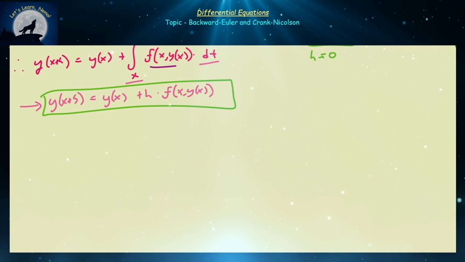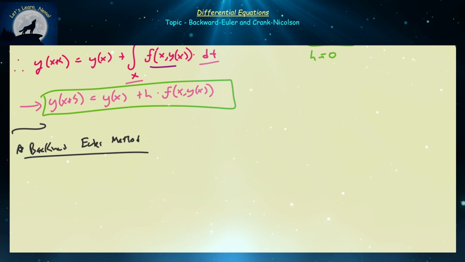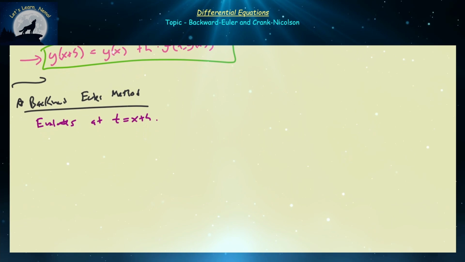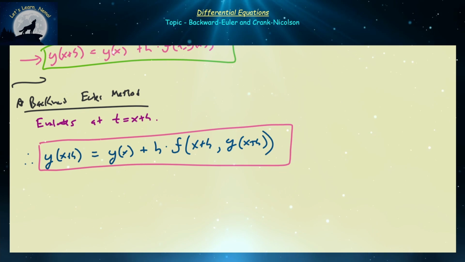So what is the difference between the forward Euler method and the backward Euler method? So the backward Euler method, which I'm just going to eventually represent as just BE versus FE, evaluates, you can take a guess, at t is equal to x plus h instead of t is equal to x, like the forward method does. So once we do that, we're going to have y of x plus h will be equal to y of x plus h times f of x plus h, y of x plus h. And this would be the backward Euler method.